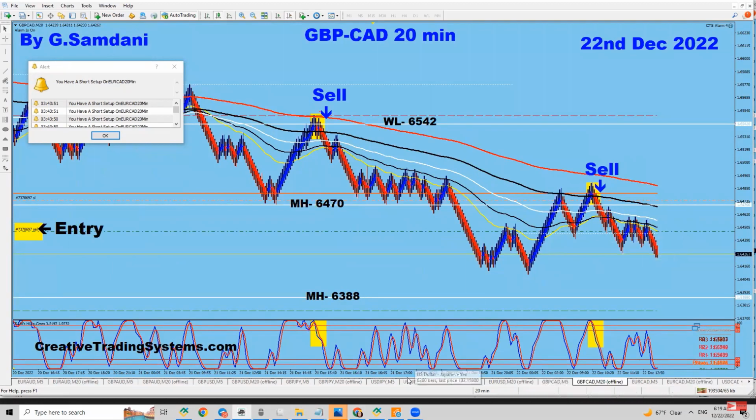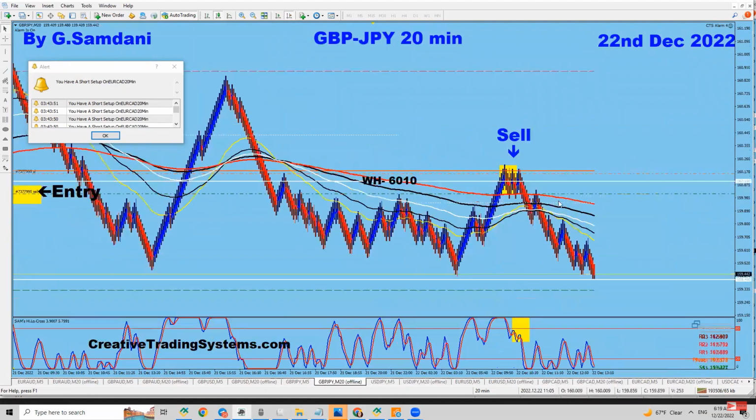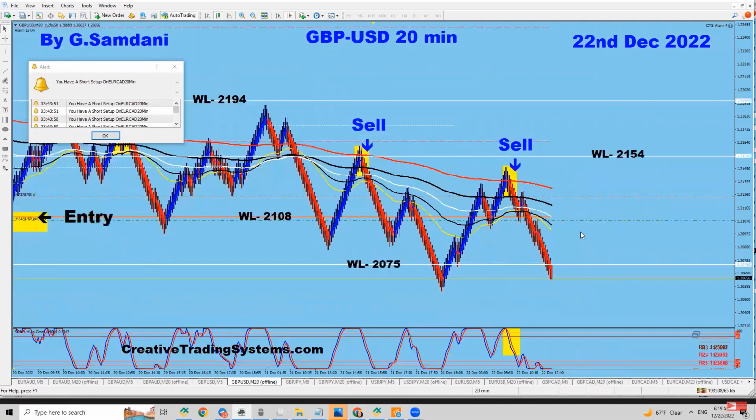GBPJPY was the other one right here, right? So the entry is right there, and it came down here, the short entry. And GBPUSD is this. The entry is again a little late. It should have been here, but hey, something better than nothing, right? So it's coming down nice and clean.